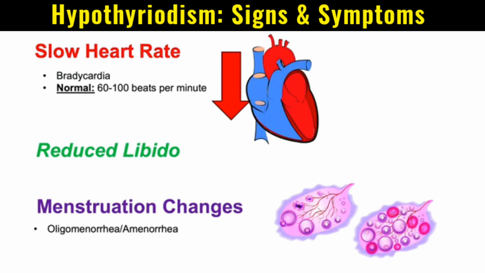So again, we can see a slow heart rate in hypothyroidism. So this can all be related to low metabolism. So you can think of it that way. Bradycardia, less than 60 beats per minute or slower than usual. We can see a reduced libido, and we can see menstruation changes as well. And this is due to hormonal effects that I won't get into here in this lesson, but it can lead to oligomenorrhea and amenorrhea.